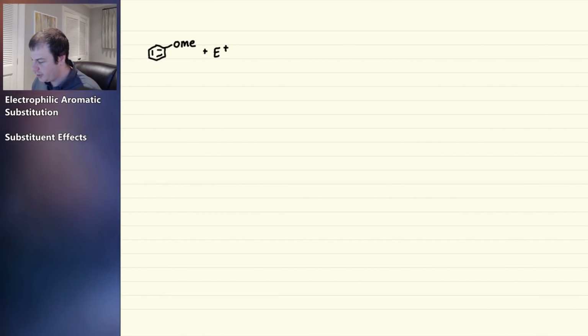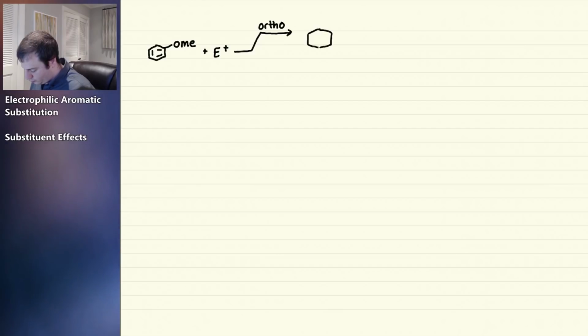So now let's look at the carbocation that forms if I add that electrophile ortho. So we're going to do an ortho addition, meaning that we're going to add that new electrophile right next door to the OMe group. So here's my OMe group, and we're going to add the electrophile right next door.